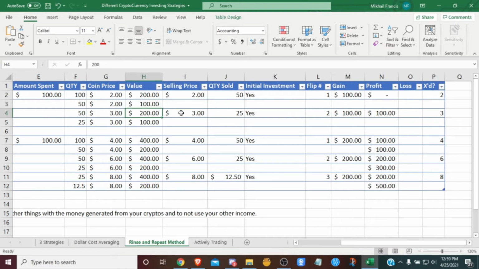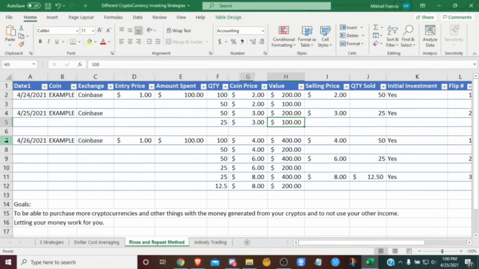You can sell half your stash at $3, a quantity of 25, half of 50. You already have back your initial investment. That's your second flip. You gained $100 and you profited $100. This time it's a profit because you already broke even with your initial flip. You broke even and you received profit this time around, and you just 3x'd that coin. Now take a look at the fifth line. Now you're sitting at a quantity of 25, coin price at $3, with the value at $100.